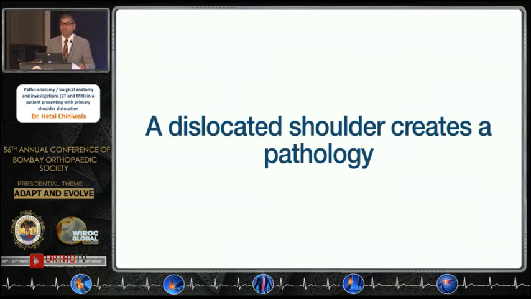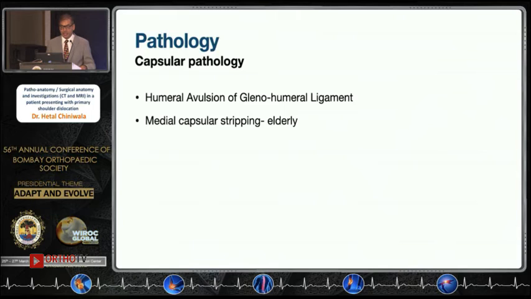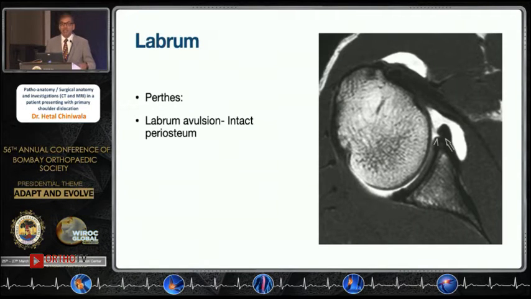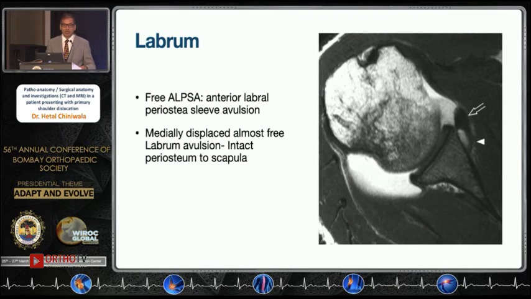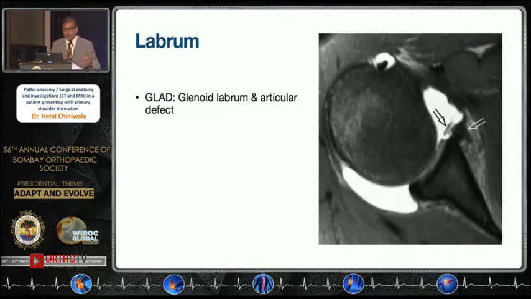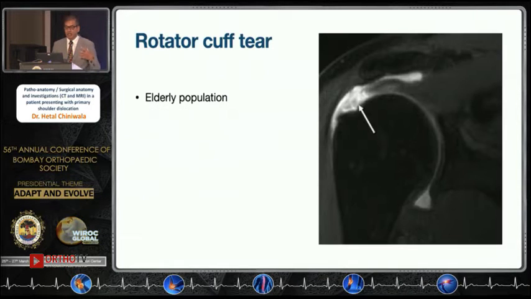Every dislocated shoulder creates a pathology. And the MRI has given us so many names. There can be labral tear injuries, there can be capsular injuries, there can be bony injuries, and even in labral injuries there can be undisplaced tears. There are tears with the periosteum involvement, there are displaced tears, and there are rotator cuff injuries, articular cartilage injuries, SLAP lesions. All this creates a lot of confusion.